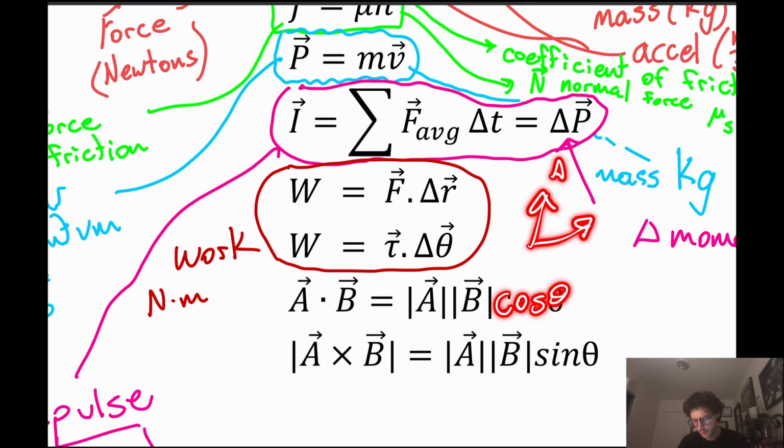So if this is vector A, this is vector B, or in this case, this is the force vector, and this is this little delta R vector, this angle is the angle between them. So this is important whenever you see the dot product. And in this case, the dot product is here between two vectors. The only way you can multiply two vectors together is with a dot product or a cross product. There's no other way. And it's not the same as regular multiplication, like 4 times 3 or whatever.